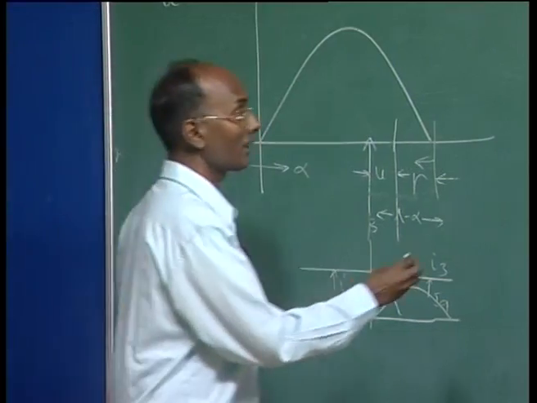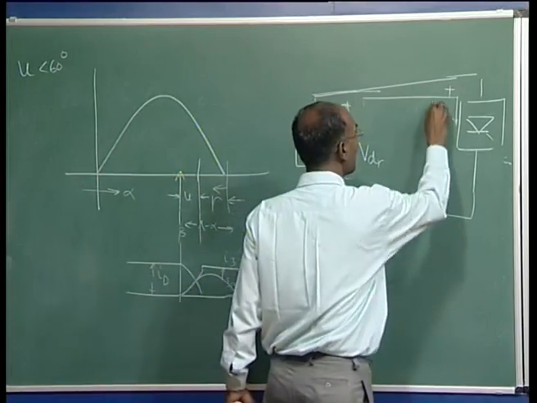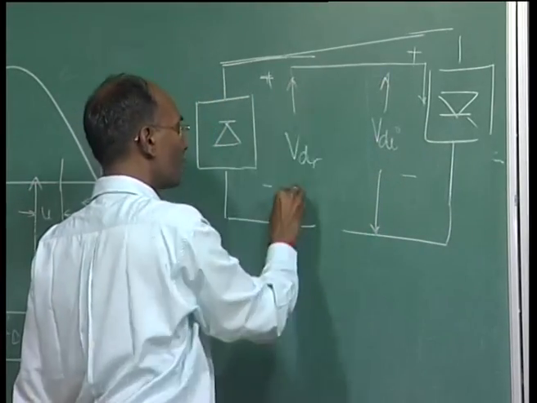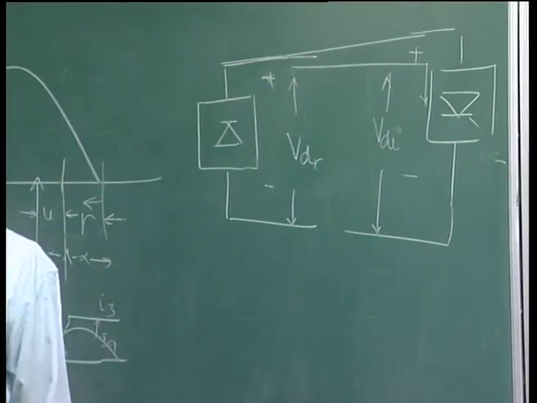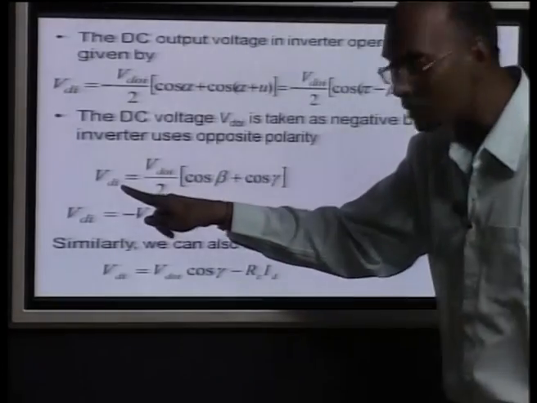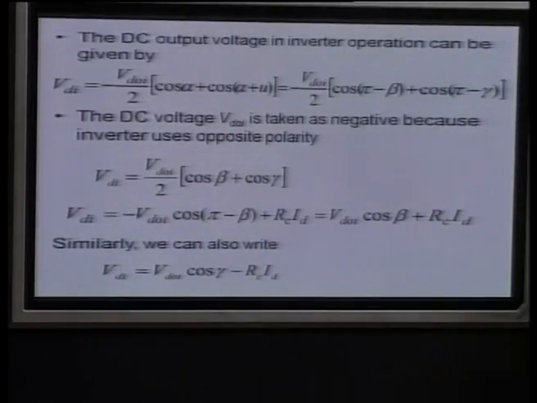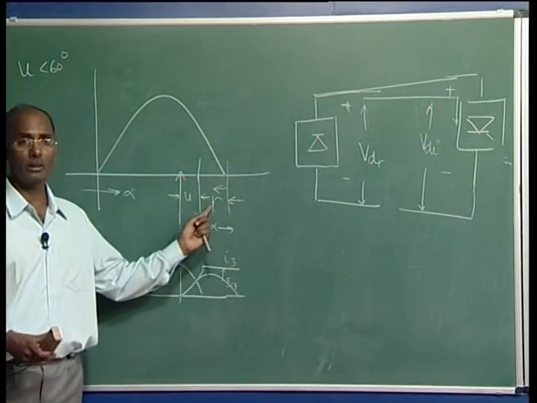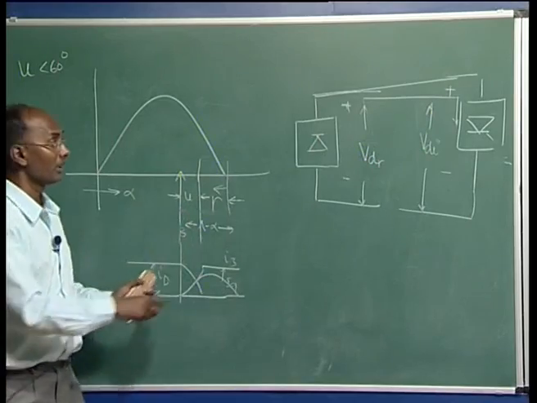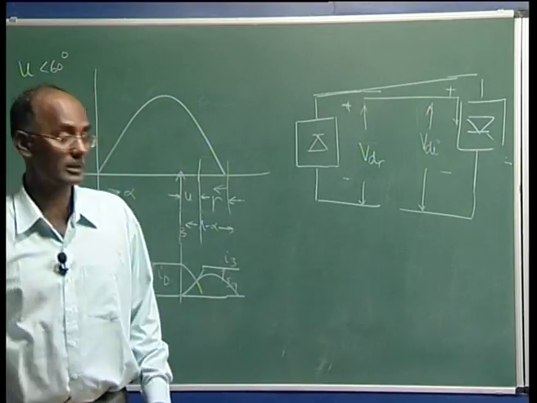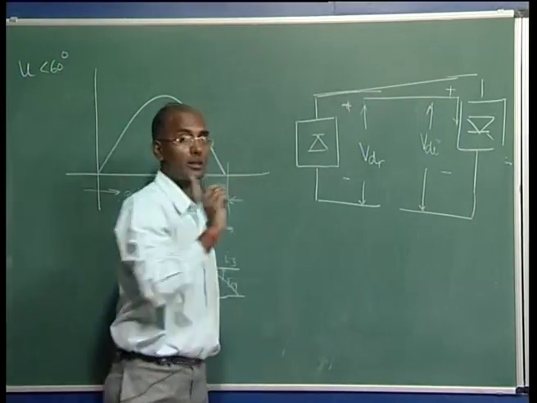Now I am writing here VDR for rectifier, and here I am writing VDI for inverter, to distinguish between the rectifier and inverter. Here the VDI is used for inverter operation. So, that is why VDI is VDO upon 2 times cos beta plus cos gamma. Again, we want to represent either one quantity only, either beta or gamma, because if you remember, this converter circuit is replaced by cos alpha plus RC ID, because ID is one of the control parameters, alpha is another control parameter.